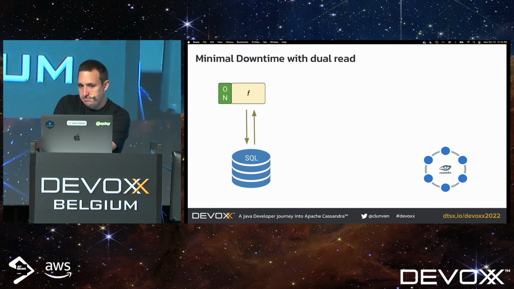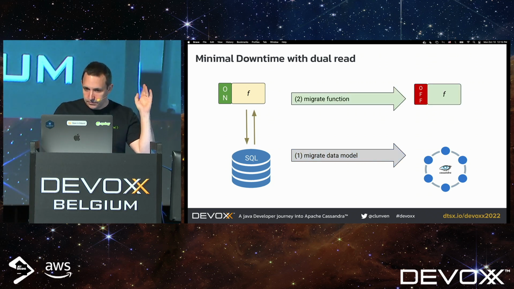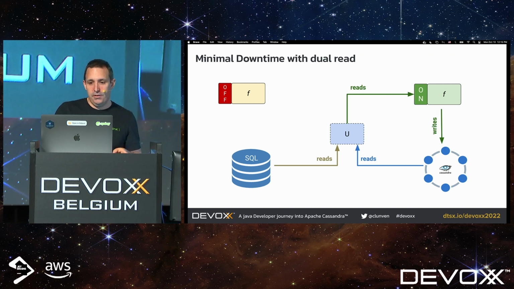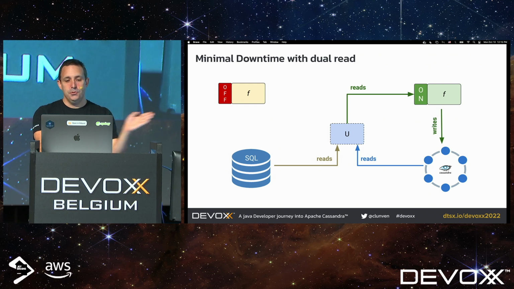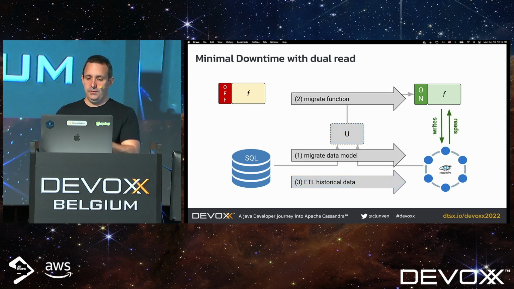Okay. And what we tend to do when moving from SQL to Cassandra, or from an old version of Cassandra to a new one, is the dual read mechanism. So this time, migrating the data model, migrating the function, making sure that now when you do the read, you are using both systems, and when you do the write, you are using the new system. You can do the migration of the historical data with ETL, and finally you can open the reads and writes in the new system.